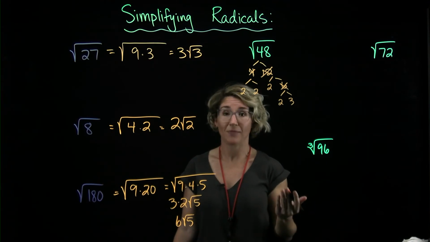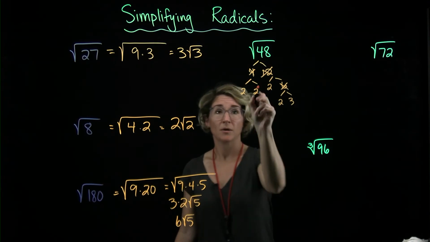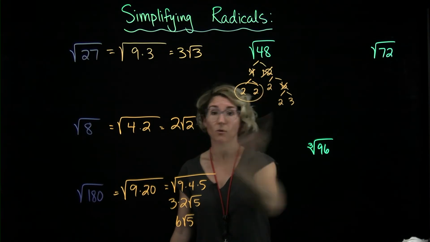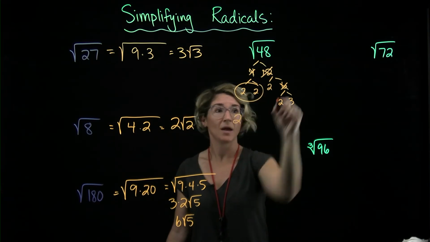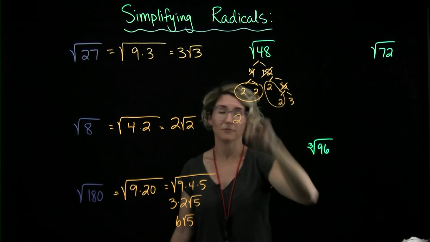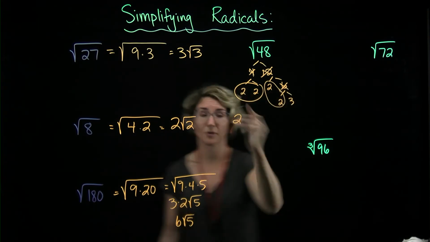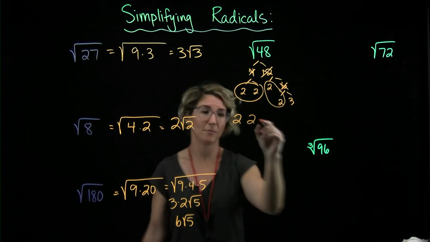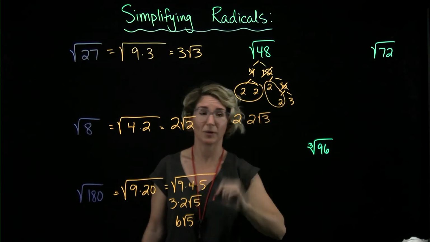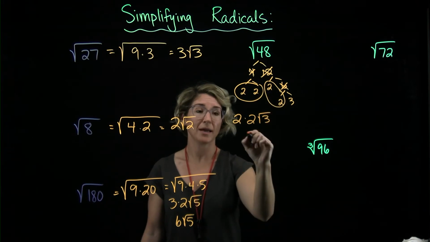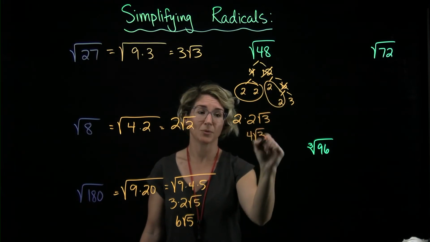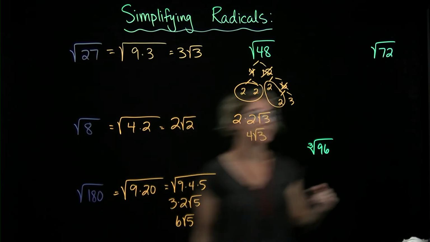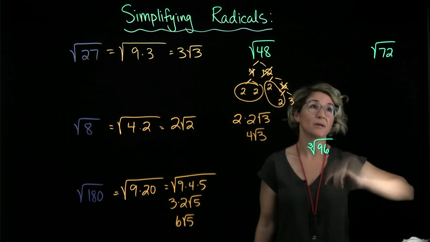Once I have my prime factors, I can look for groups of 2. Because if I have 2 times 2, that's 4, and then we know the square root of 4 is 2, so that can come out. I've got another pair of 2's, 2 times 2 is 4, the square root of 4 is 2, so that could also come out. And then I have this lonely 3 that doesn't have a pair, so it stays inside that square root. So the square root of 48 is the same thing as 4 times the square root of 3, using a prime factorization tree.